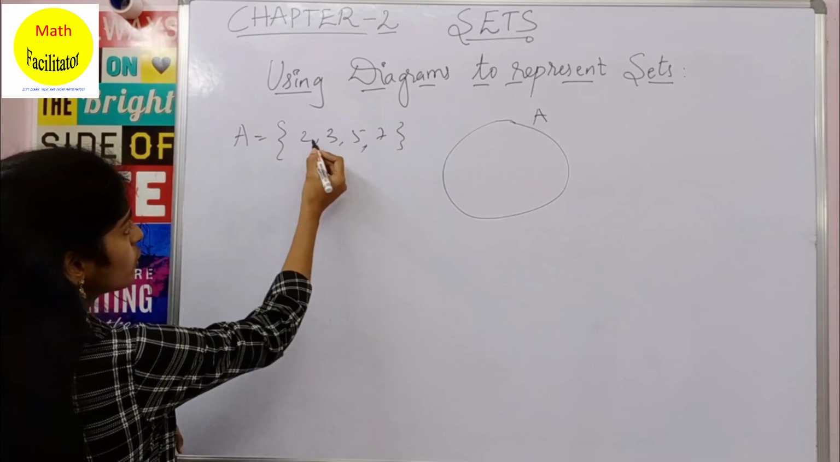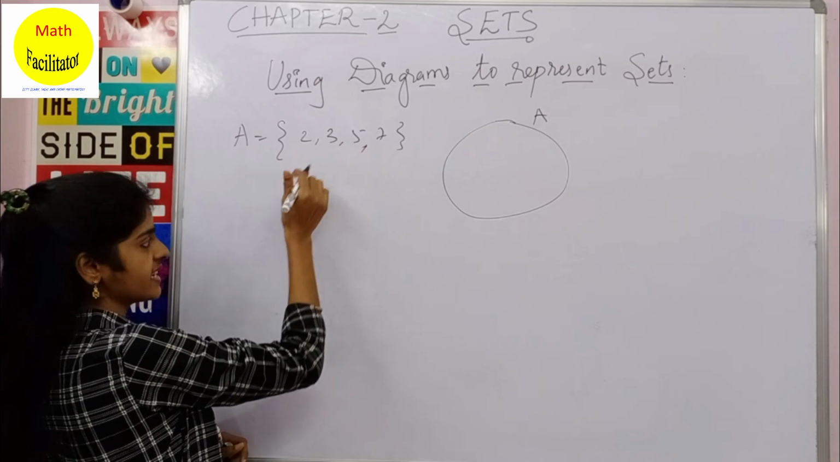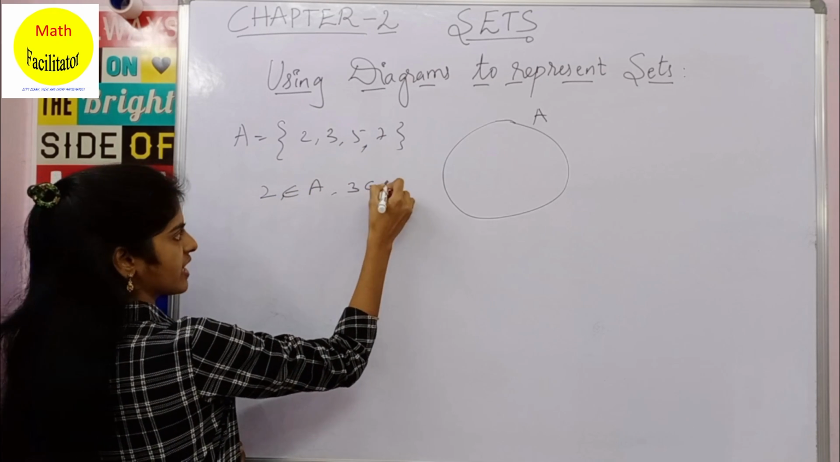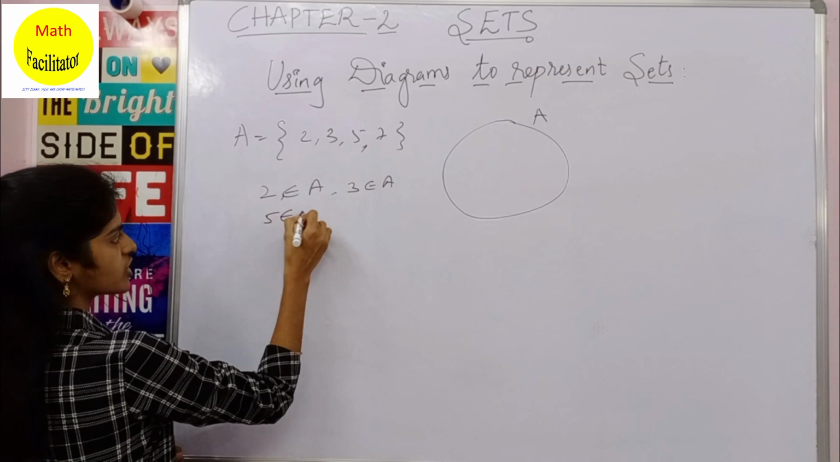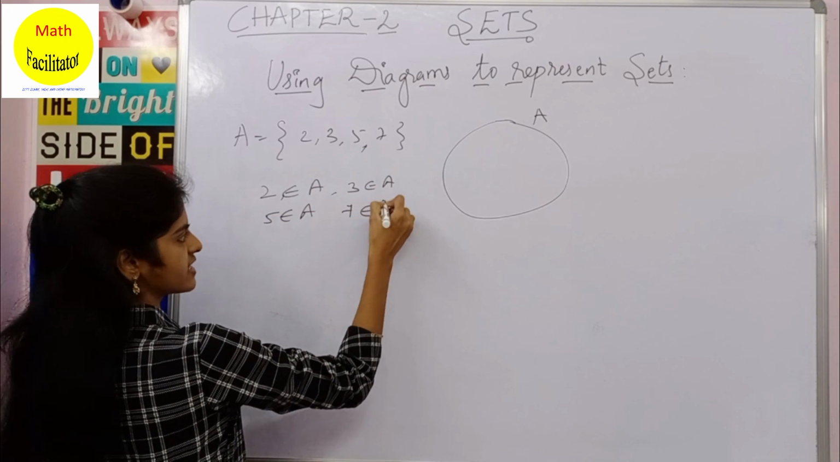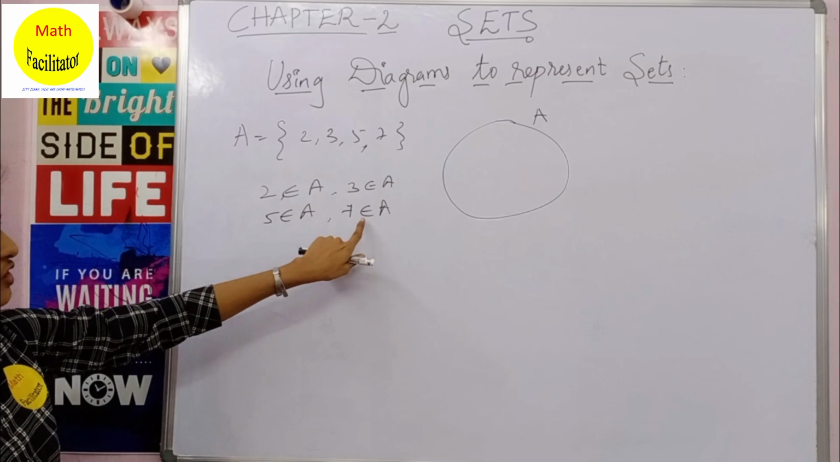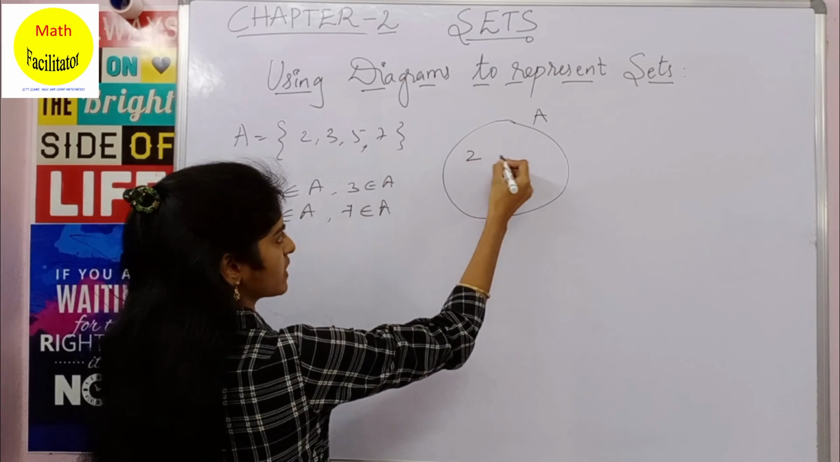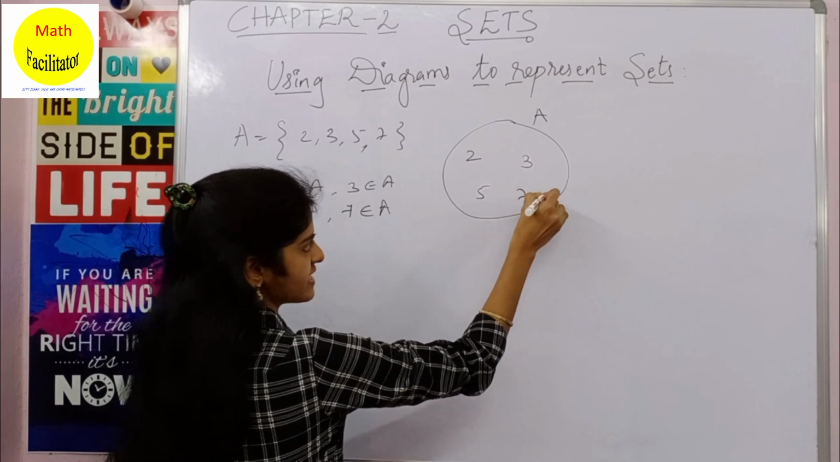Okay, so 2, 3, 5, 7 are elements of the set. So 2 belongs to A, 3 belongs to A, 5 belongs to A, 7 belongs to A. This is what we learned. So this is "belongs to". So 2, 3, 5, 7 belong to A, so you will write here 2, 3, 5, 7.